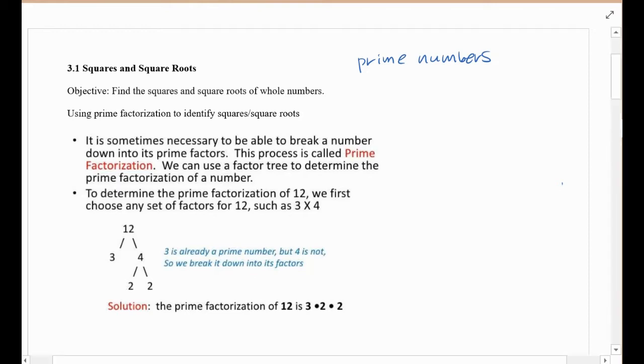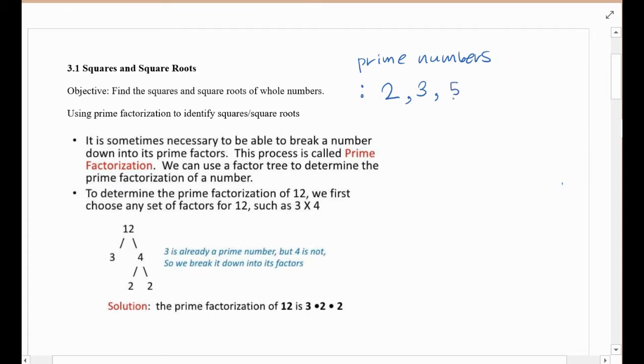So for example, 2 is a prime number because it has two factors, 1 and 2. And 3 is a prime number because it has two factors, 1 and 3. What about 4? Is 4 a prime number? No, 4 has three factors, 1, 2, and 4. So 4 is not a prime number.